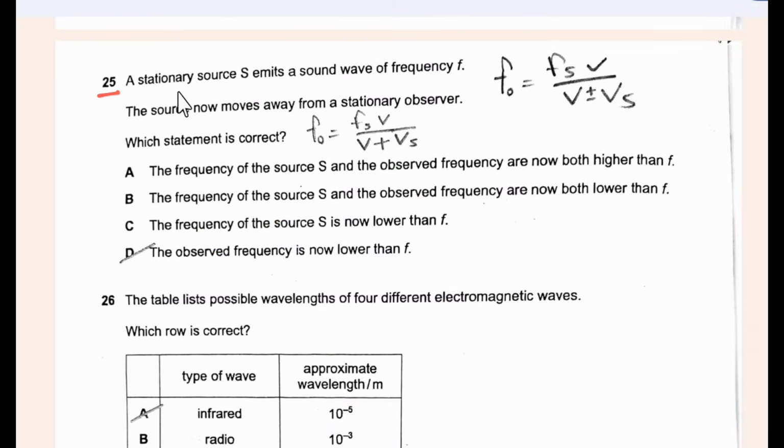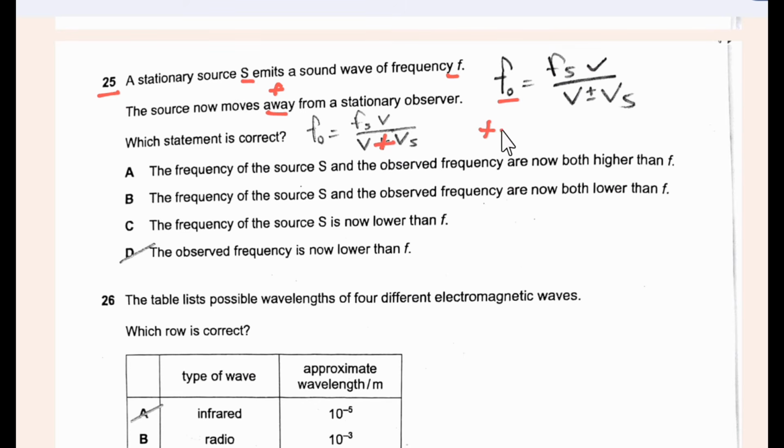Question number 25. A stationary source S emits a sound wave of frequency f. The source now moves away from the stationary observer. Which statement is correct? Here we can see that the Doppler effect is acting, and for the Doppler effect we know that Fo is equal to Fs v, divided by v plus or minus Vs. Since the source is moving away from the observer, it would be plus, that means v plus Vs.